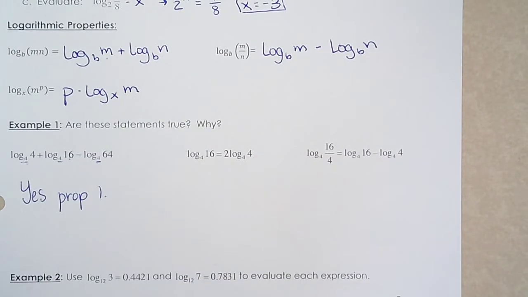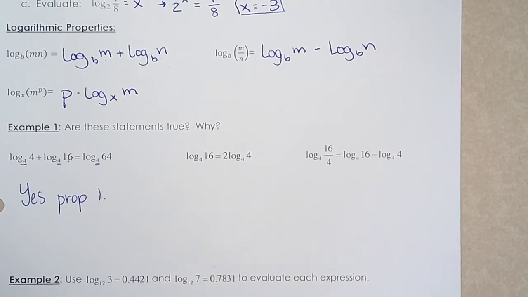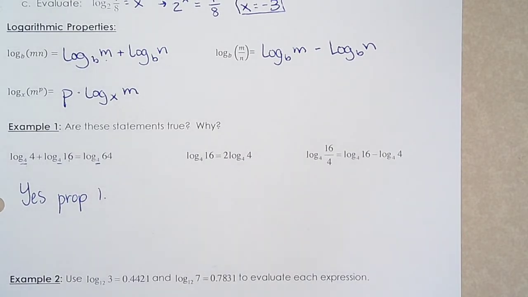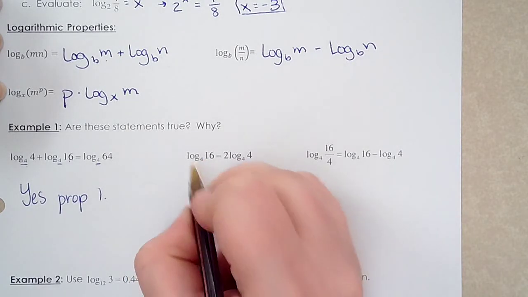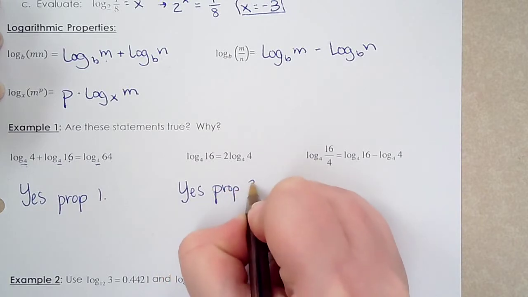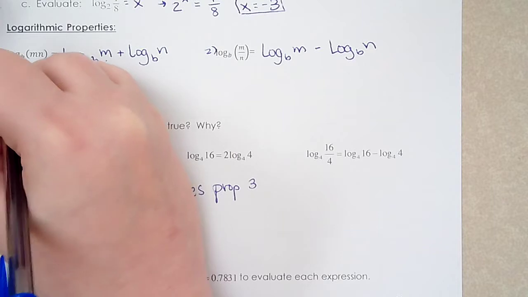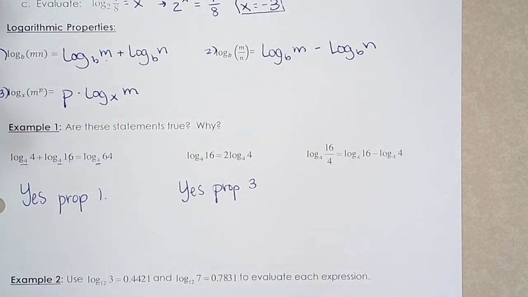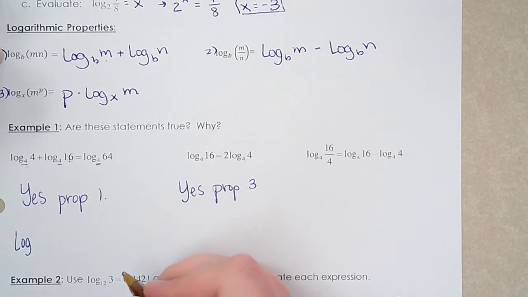All right, our next one, log base 4 of 16 is equal to log base 4 of 4. Is this one true? Yep, based on our property back here it is. So yes, based on property 3. I guess I'll label these for you. 2, 1, 3. And if you wanted to show this in a little bit more detail, you could write them out as their original property.